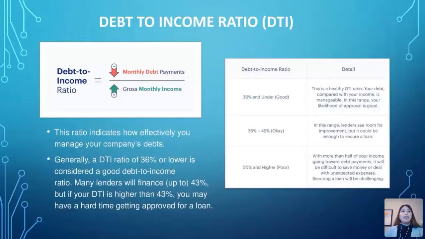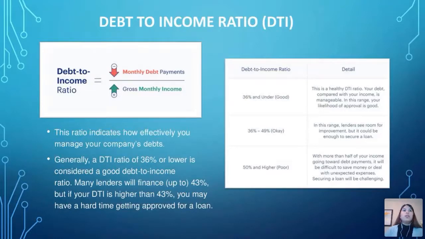Debt to income ratio. This ratio indicates how effectively you manage your company's debts. And we all know we all have debt, especially in this industry, because when you're first beginning your company in this industry, there's a lot of investment. You have your trucks, your trailers, your mowers, and sometimes we don't have the cash to pay for it, so we finance it. This is a key ratio to look out for.